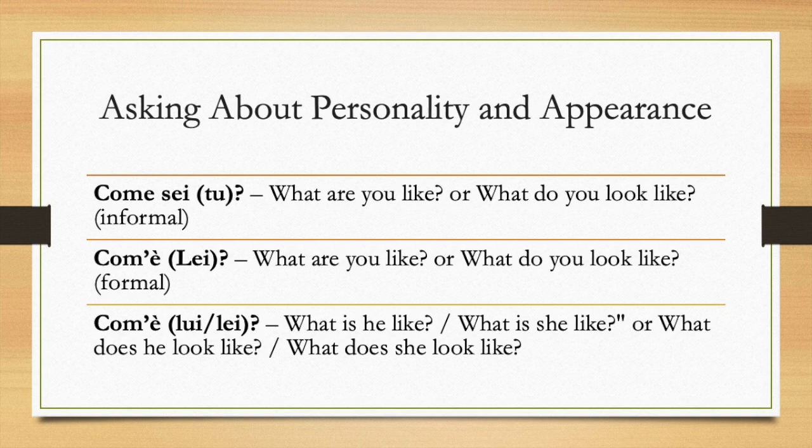For example, come sei means what are you like or what do you look like? If you ask the same thing but formally, come è lei means what are you like or what do you look like. Com'è lui or lei means what is he like, what is she like, or what does he look like, or what does she look like.